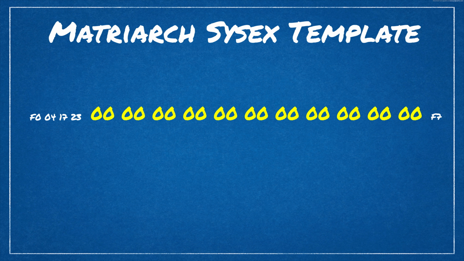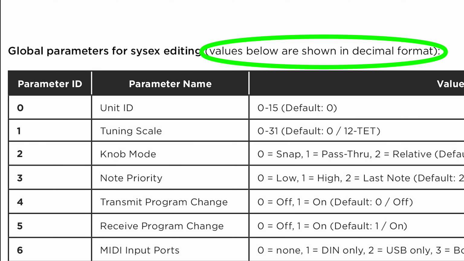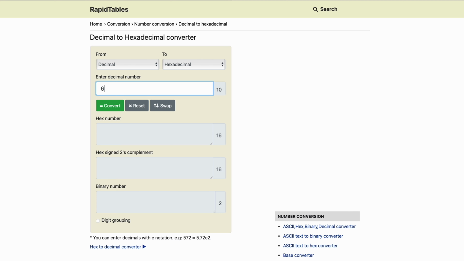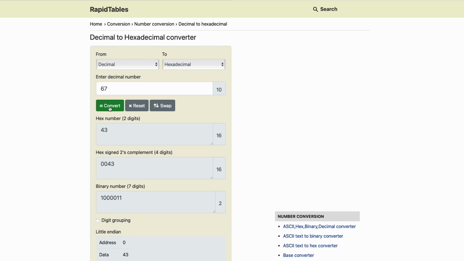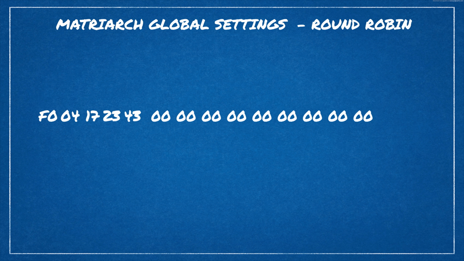So let's say we want to control round robin mode. In the manual, we see the parameter ID for this is 67. Okay, here's the pain in the butt part. Moog has listed all parameter IDs in decimal format. But we're using hexadecimal, so we can't just type in 67, it won't work. We have to convert that to hex first. So 67 in hex is 43. So now our code's going to look like this: F0, 04, 17, 23, 43, bunch of other stuff, 00, F7.